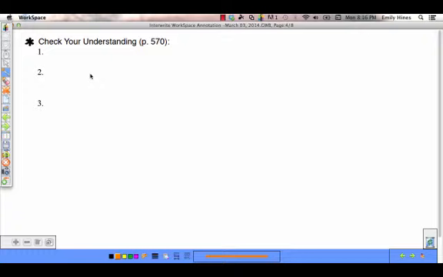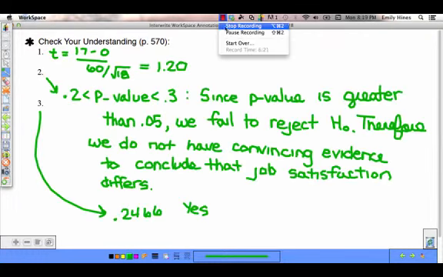Okay, so let's check our understanding. Make sure you pause the video for a second and try and answer the questions on page 570 yourself before coming back to check your answers. Okay, and you can also pause the video to look and see, to check out your answers because they'll flash on the screen pretty fast.